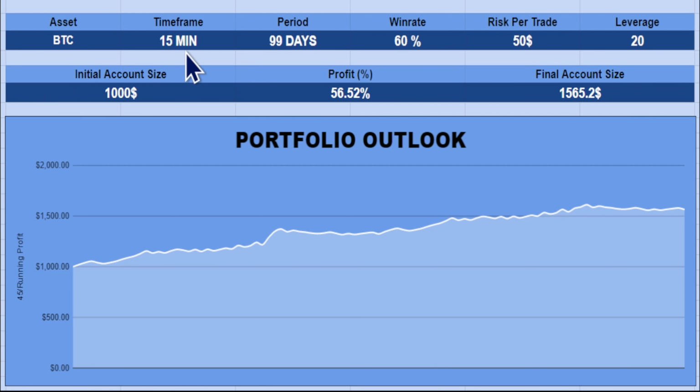If you have $1,000 as capital in your portfolio and use $50 per trade with 20 times leverage, you will end up having a 56.52% increase on your portfolio size, which will total to $1,565.2 in final account size. Now that's the end of the strategy. I hope you learned more in this video.